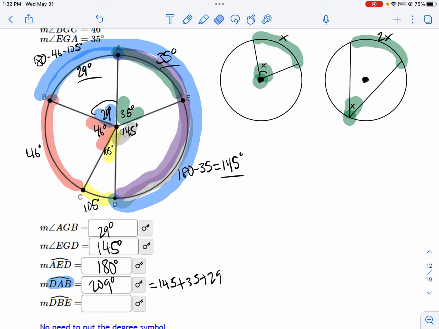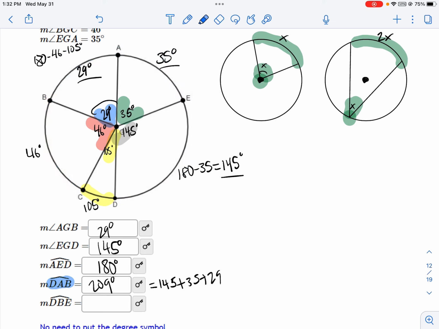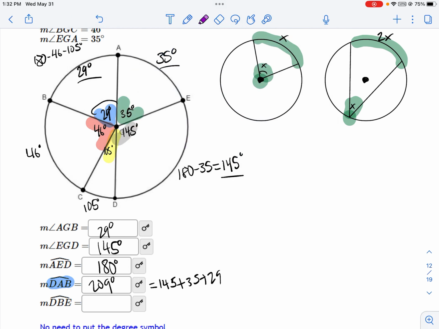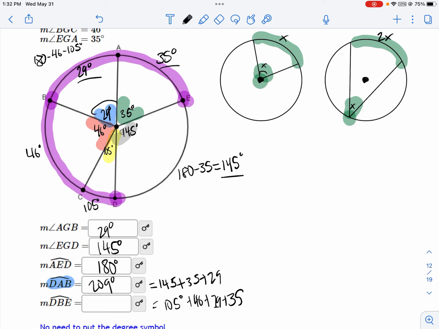And then last, most certainly not least, we're looking at this last one. For this one, we start at D, we have to go to B next, and then to E. So we go D, B, E, that direction. It starts at the arc of 105, adds the 46, the 29, the 35. So 105 plus 46 plus 29 plus 35. And we end up with 215 degrees that direction. All right, let me just rewrite that.